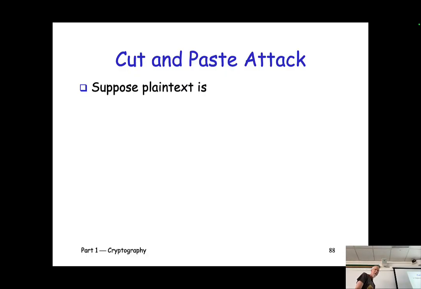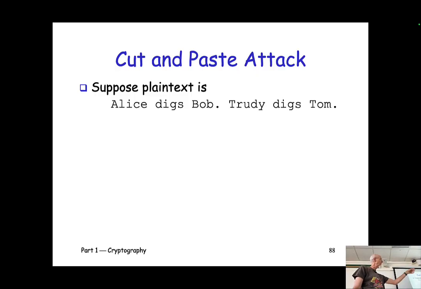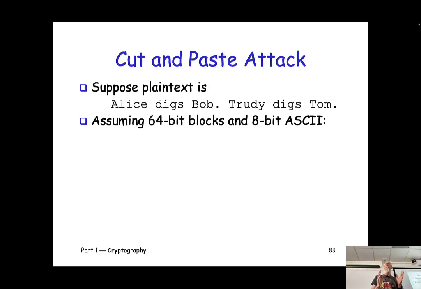Let's suppose the plaintext is something goofy like this: Alice Diggs. I don't know why. This looks like something from the 60s. But anyway, we have this Alice Diggs bomb, and there's a space at the end, so it comes out nice and even. We'll assume 64-bit blocks, like in DES, and we're using 8-bit ASCII to encode the characters. So 8 characters represent 1 block of plaintext or ciphertext.